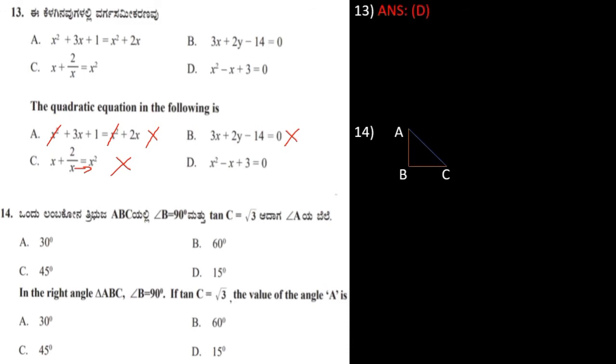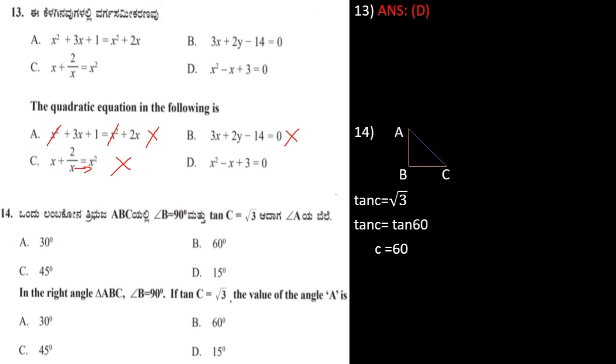14th one, in the right angle triangle ABC, angle B is equal to 90 degrees. If tan C is equal to root 3, then the value of angle A is. Here they say tan C is equal to root 3. In the form of tan, the root 3 value is tan 60. Therefore tan C is equal to tan 60. Otherwise you can take tan inverse also, that time also it will cancel. Here I am cancelling directly, therefore I'll get C is equal to 60.